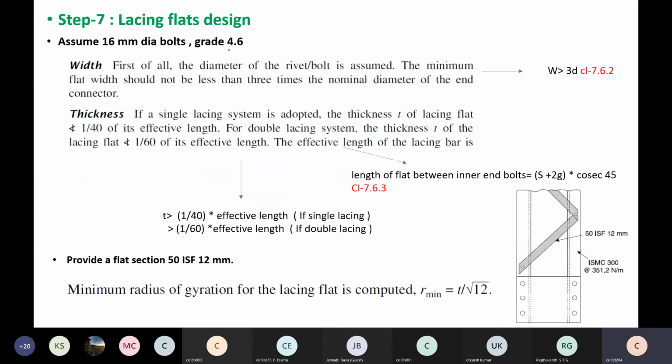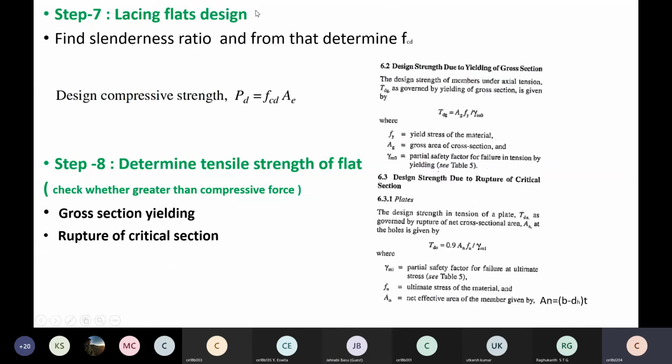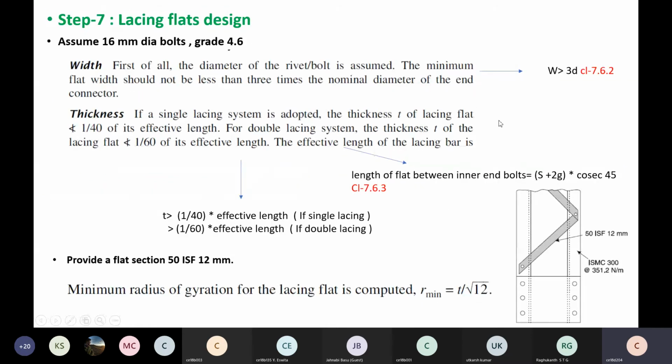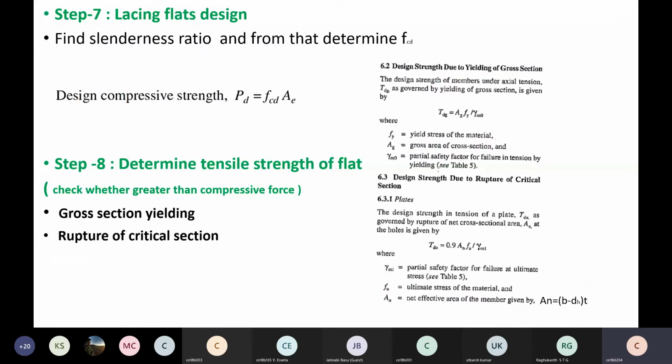Okay, so in the previous thing, this is the effective length. In this slenderness ratio, the L means 183.5 plus 2 times of 50. There is no into cosecant 45. Here the length of the flat between inner bolt length means this length. Here the slenderness ratio will be 183.5 plus 2 times of 50 divided by 3.4, which will be 115.72. So for that, determine what is FCD.